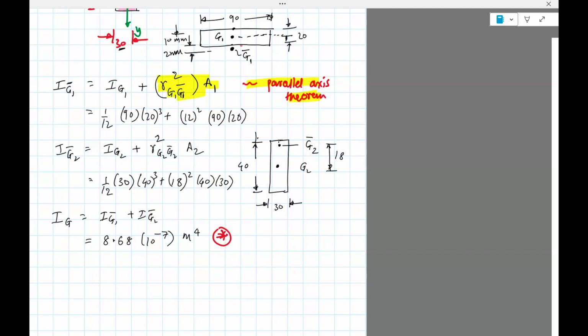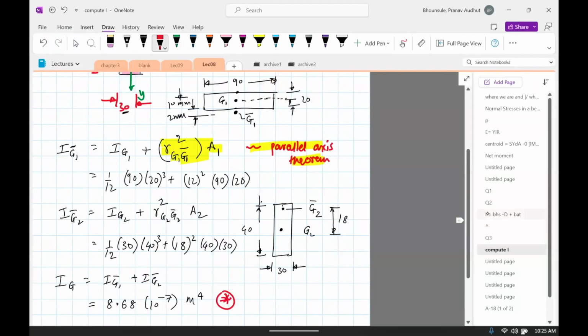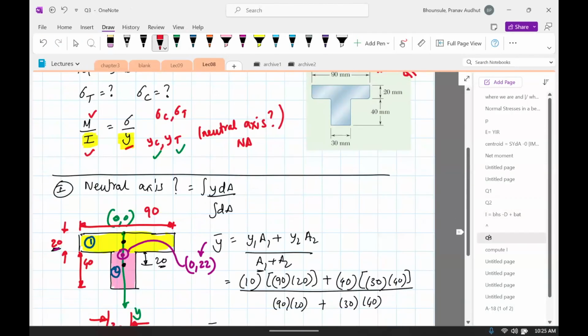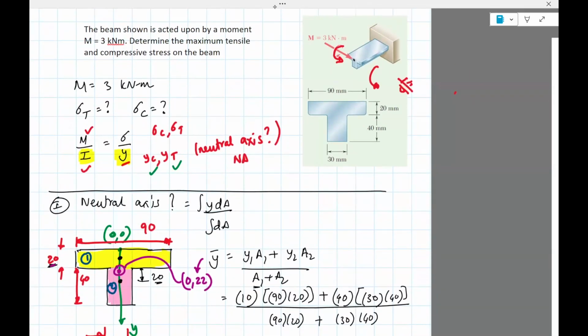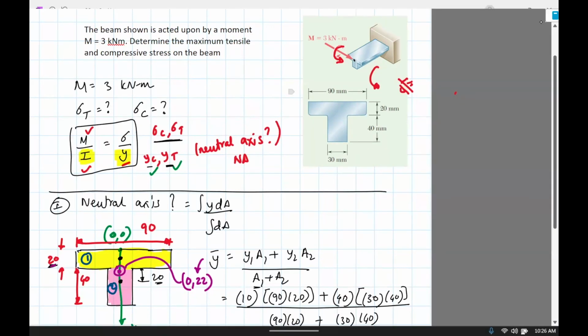Okay. So let's remind ourselves what we're trying to do here. If you go back, we are trying to compute the stress sigma C and sigma T. And for that, we need YC and YT, being the distances from G, what we computed, to the edges. I'm going to redraw this figure so we can re-explain this.